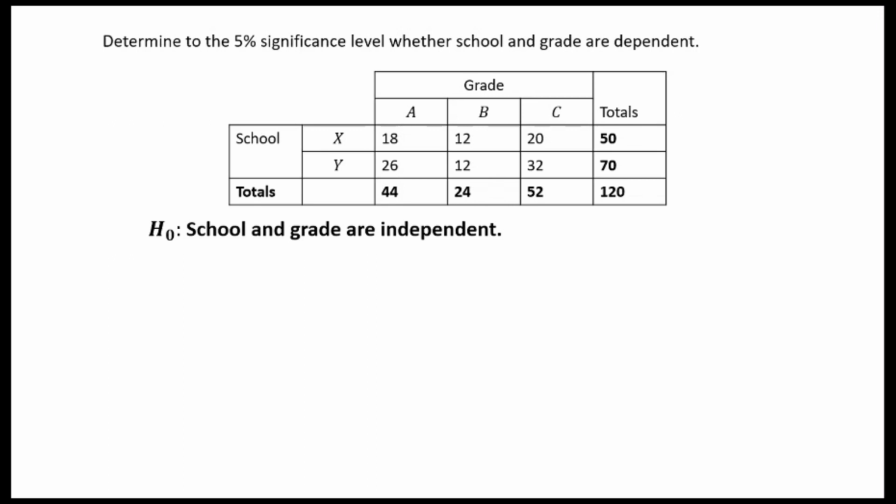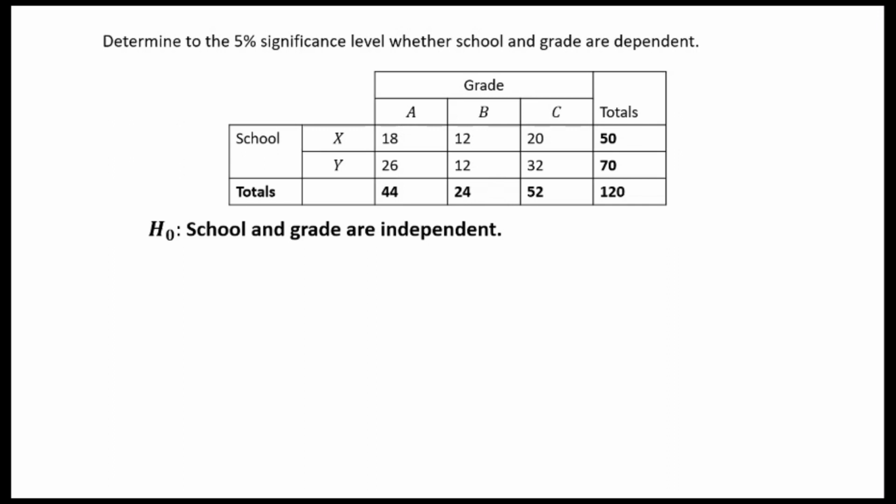So we're just going to test and see whether or not from this data set there's evidence that the grade achieved and the school attended are independent from each other. There is another phrase that's used here sometimes. We might say there is no association between the grade and the school. That's equivalent to saying the grade and the school are independent.